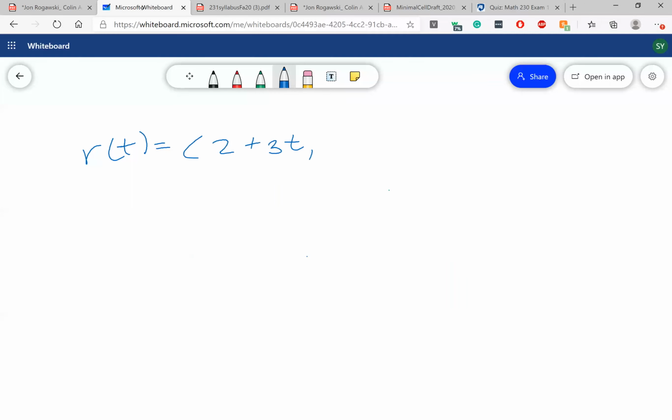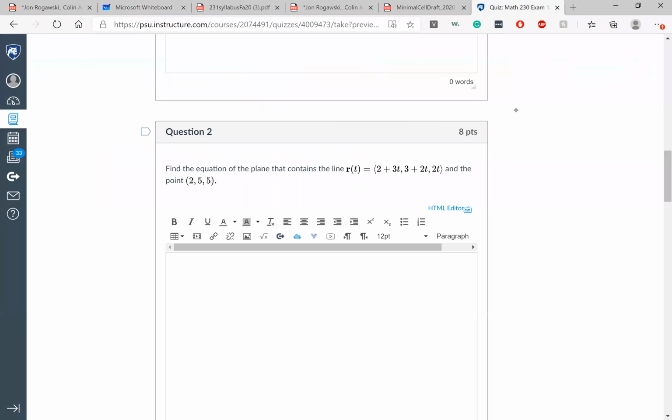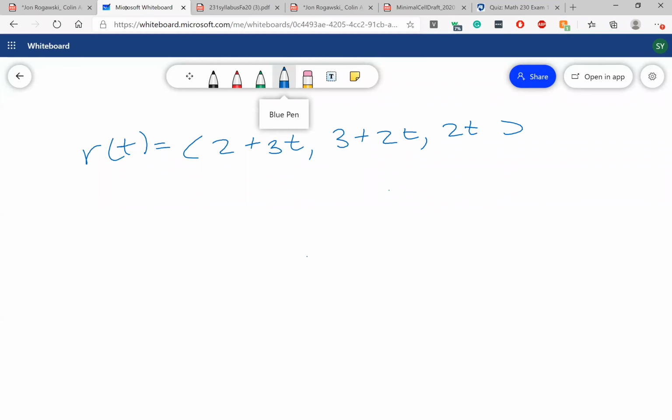3 plus 2t, and 2t. And the point's 2, 5, 5. So my point P is going to be 2, 5, 5. Actually, let me write it a little lower.